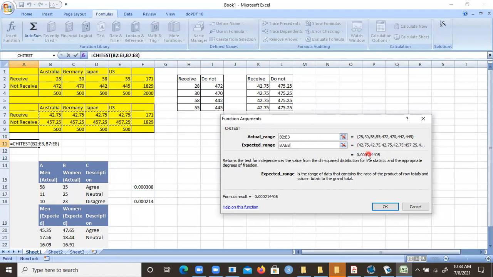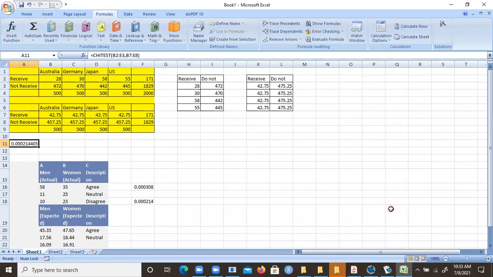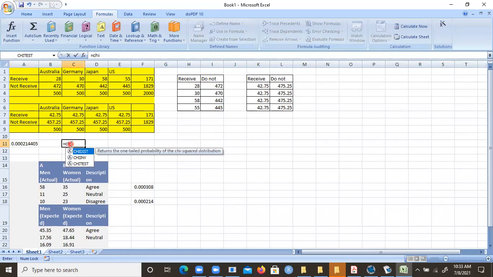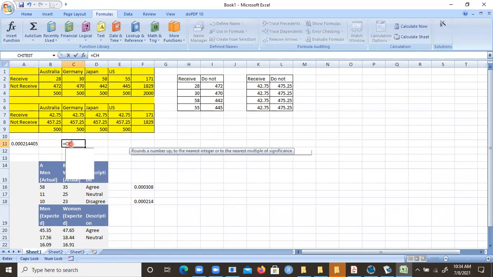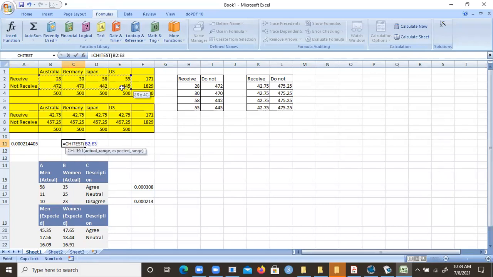And I'm getting a certain value. See, so click on this. So it is your value 0.00214405. Or you can do one thing. You can directly type in the chi-square test, then you can select this and put a comma, and then you can select this and complete your bracket. Then also this value, 0.00214405, is being obtained.